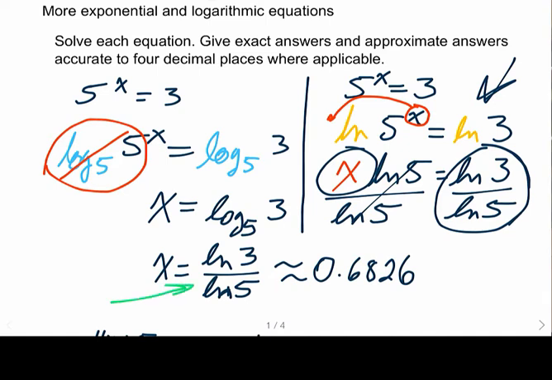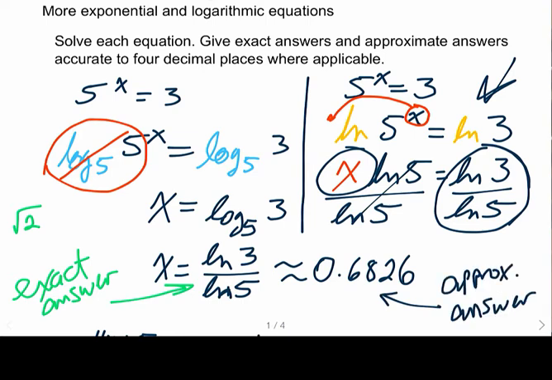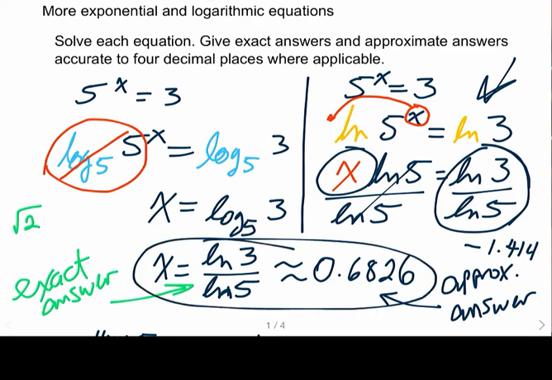Now I know this is a little bit weird, it takes some getting used to. The expression natural log of 3 divided by natural log of 5 is actually the exact answer. Just like, for instance, the square root of 2 is an exact number. The decimal answer, 0.6826, is an approximate answer. Just like the square root of 2 is approximately 1.414. Okay, so the one with the decimal point is usually going to be an approximate. The one where it's natural log that you don't like to look at, that's the exact answer. I'm going to want to see both.